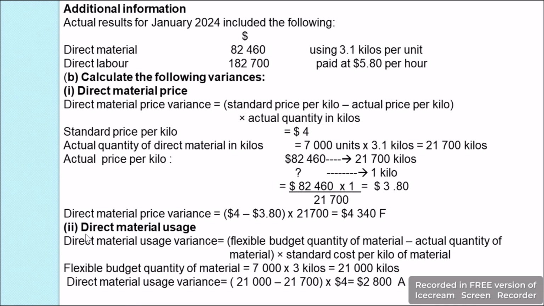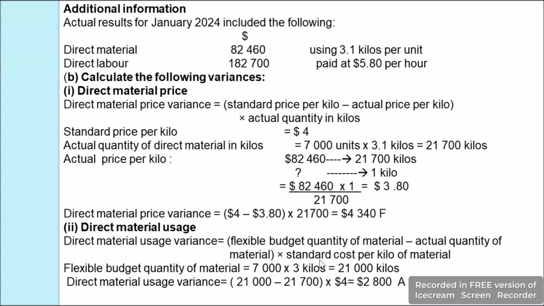Next, in the bit 2, we are asked to find the direct material usage variance. We have the formula: direct material usage variance will be equal to flexible budgeted quantity of material minus the actual quantity of material times the standard cost per kilo of the material.